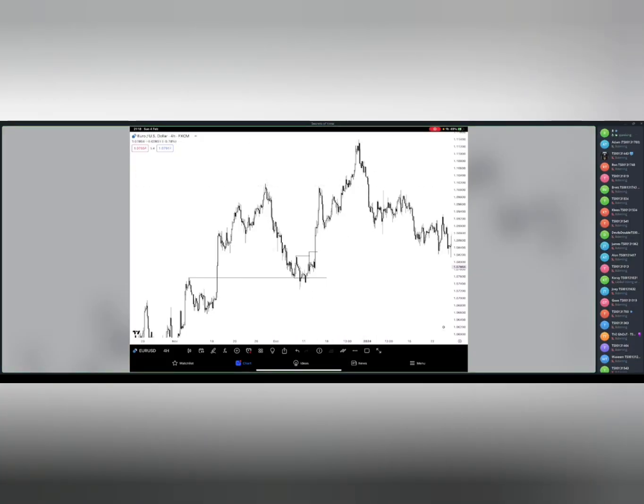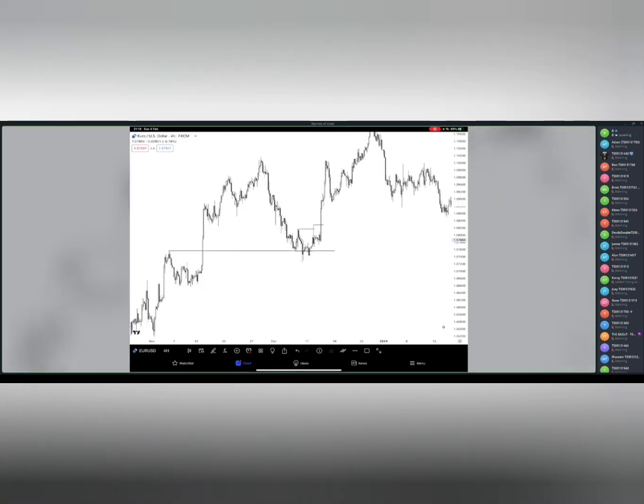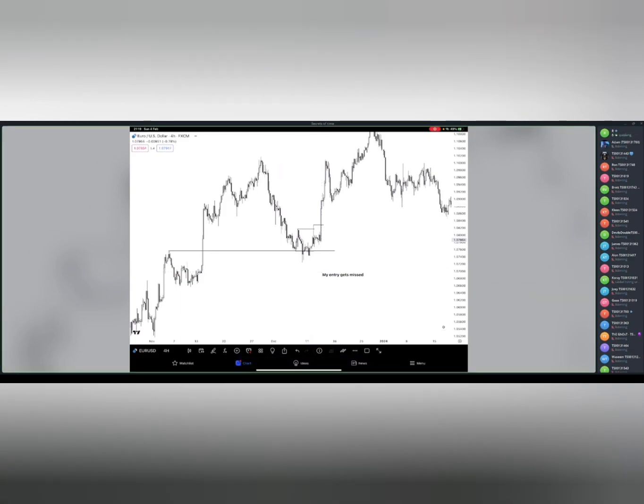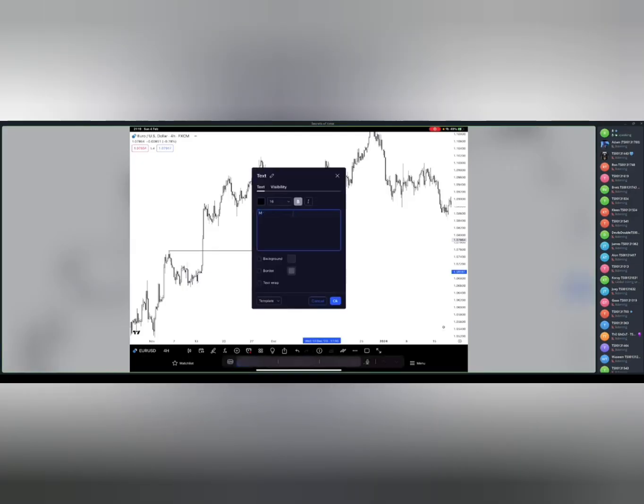The question is getting missed. My entry gets missed. For example, I expect a higher low to be swept, and it doesn't get swept. Right? That's a valid question, and the answer is SMT. So the mistake is missed entry, and the answer is SMT.